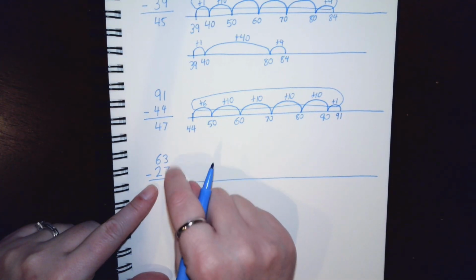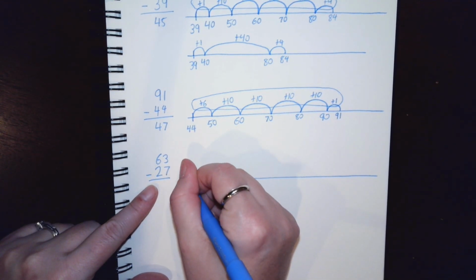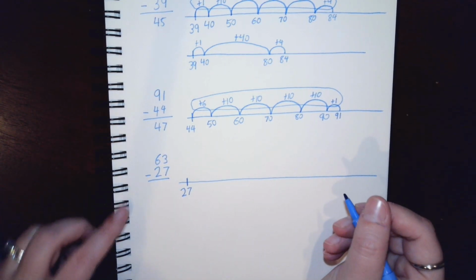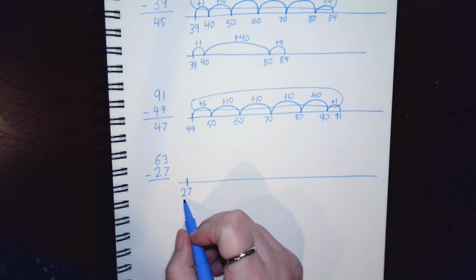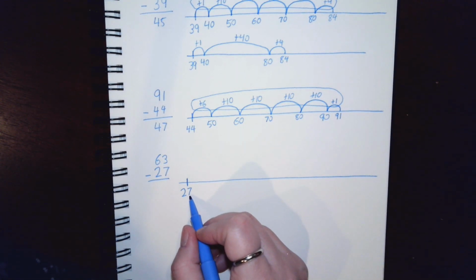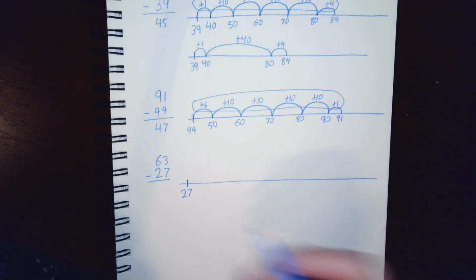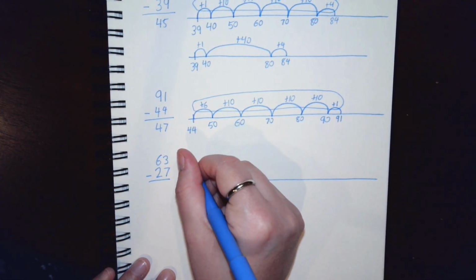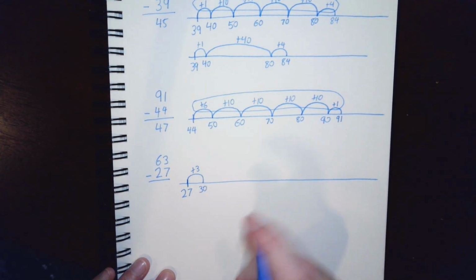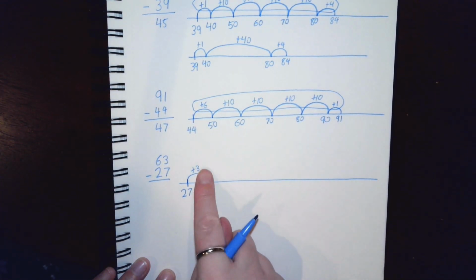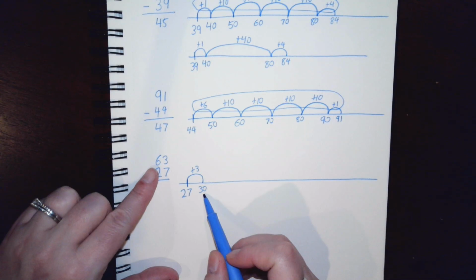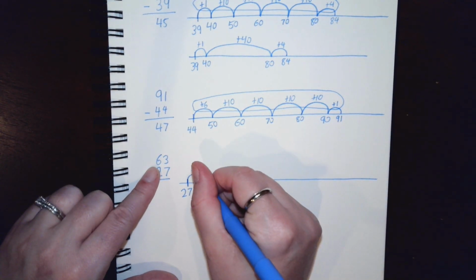So I'm looking at 63 minus 27. So my number line is going to start at my smaller number, which is 27. Now, I know my next decade after the 20s is 30, but I'm at 27. So what's friends with 7 to help me get to that next decade? If you said 3, you are correct. 27 plus 3 gets me to 30. If you're struggling a little bit on your friends of 10, make sure that you practice those. Okay? So I'm at 30, and now my goal is to get to 63.